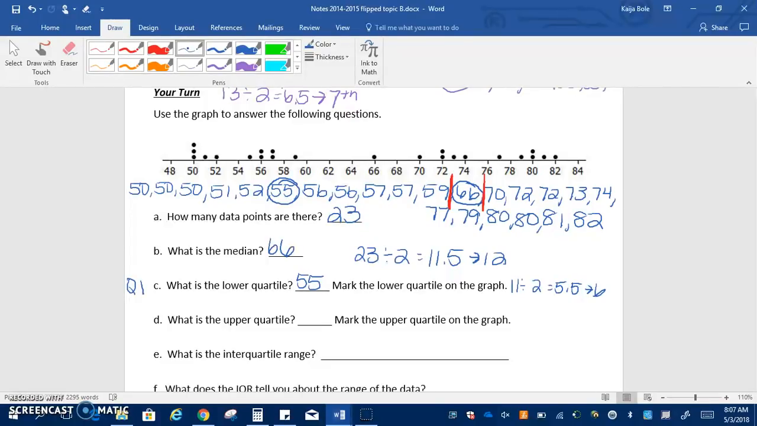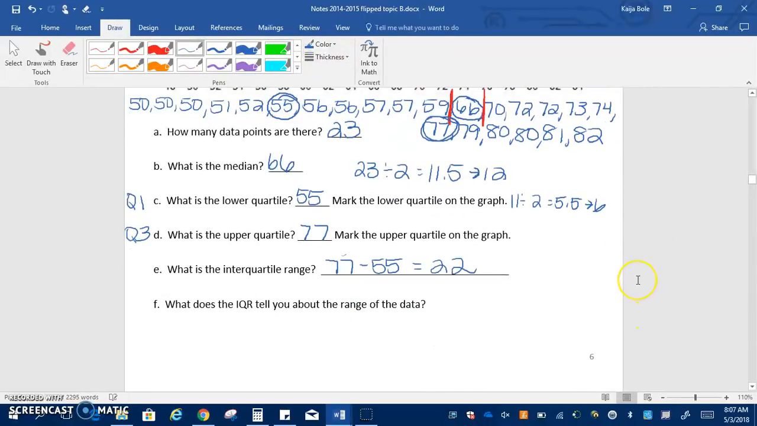Our upper quartile, same thing, we're going to count in 6: 1, 2, 3, 4, 5, 6. So 77 is our Q3. What's the interquartile range? We're going to take 77 minus 55, and we end up with 22.